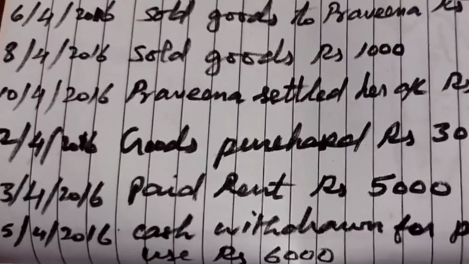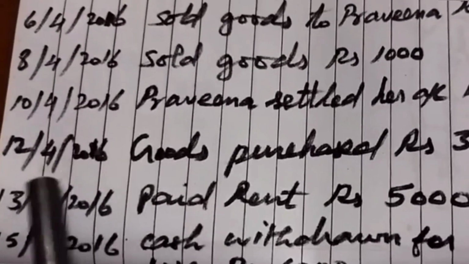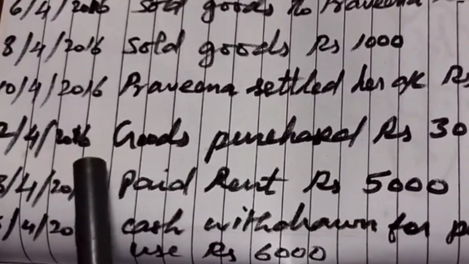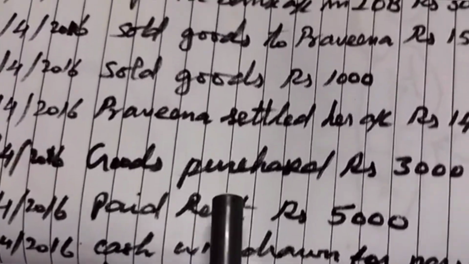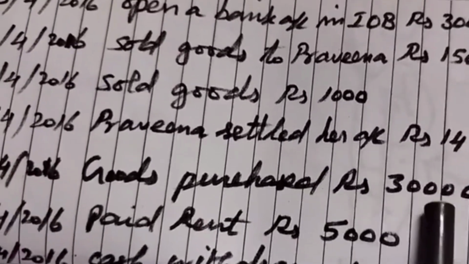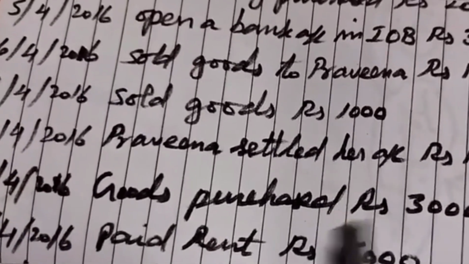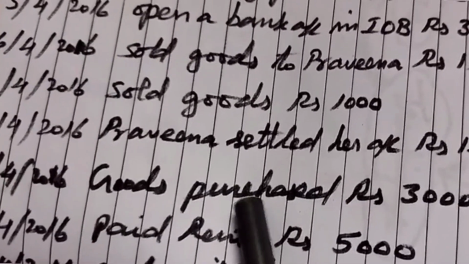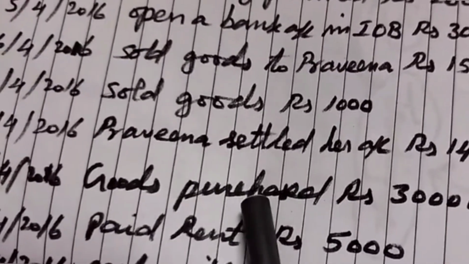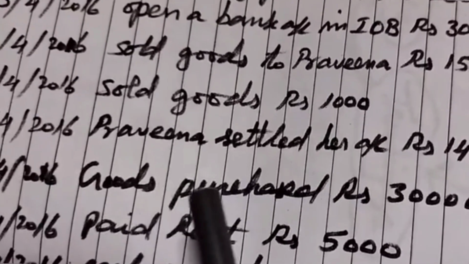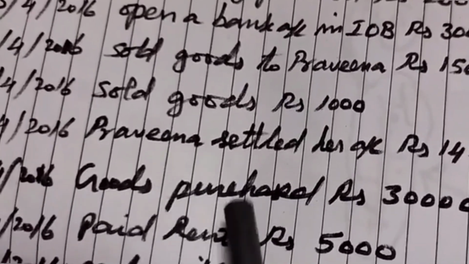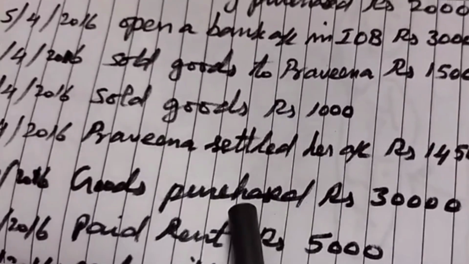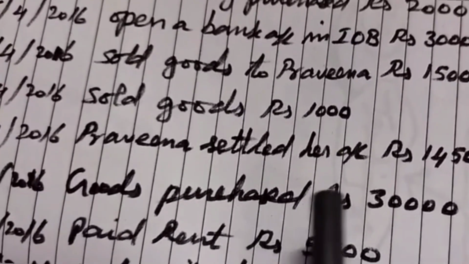What is the next transaction? 12th April 2016, goods purchased rupees 30,000. That is goods purchased for rupees 30,000. So here we received goods. So as per real account, debit what comes in? Coming inside goods means we are giving the name purchase. So purchase account should be debited and cash account should be credited.